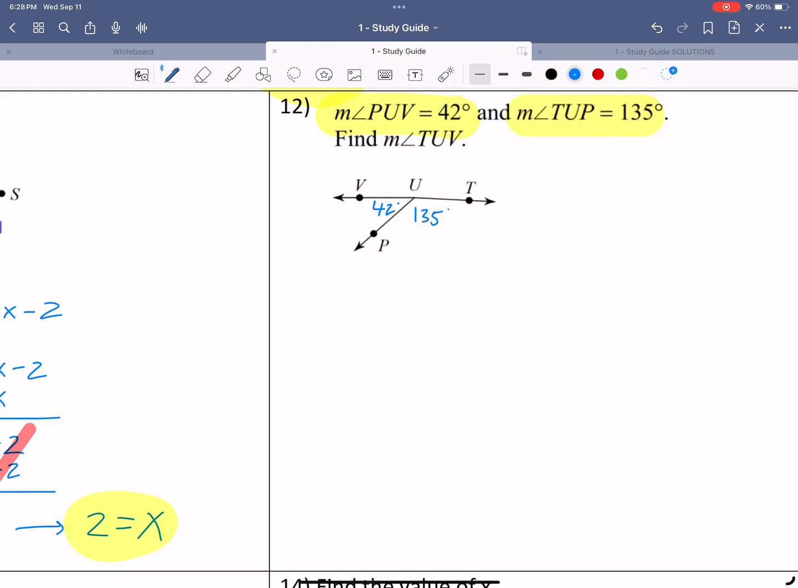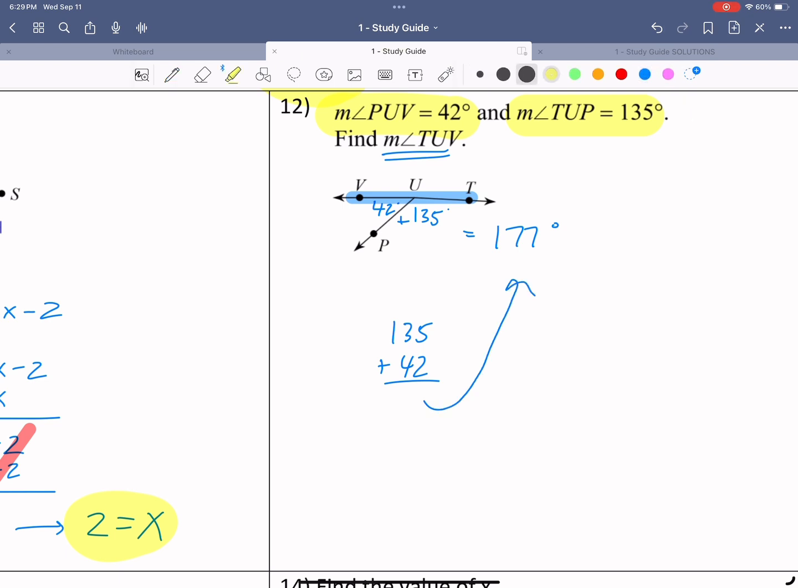Well, how do we find what they want us to find? They're asking us to find measure of angle TUV. So highlight it if you have a highlighter. TUV is going to be this guy. Well, think about it. That's just this total angle added up. Super simple, right? That's just going to give you 177. And again, that's just 135 plus 42. All right, nothing too crazy. Just read the question.